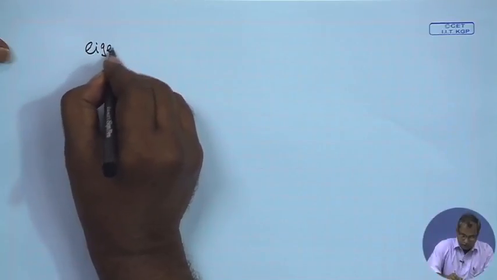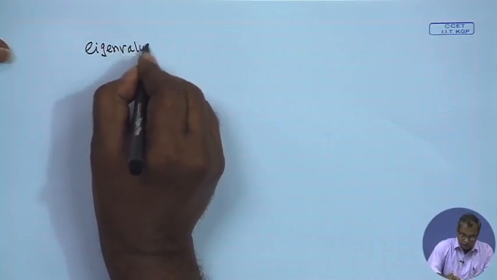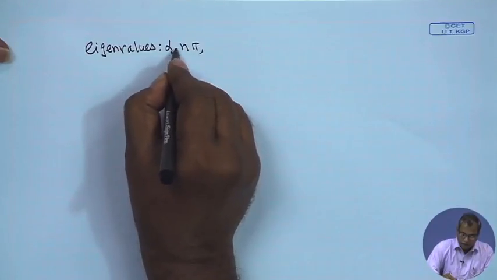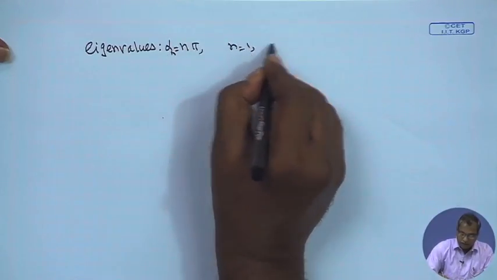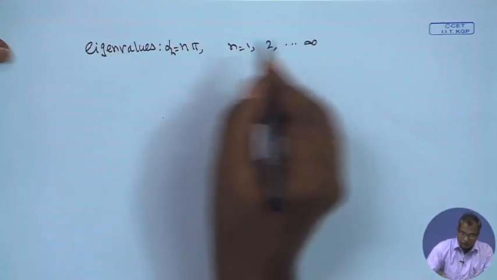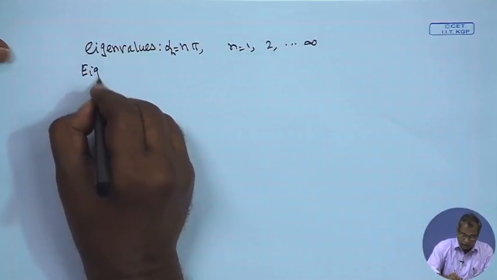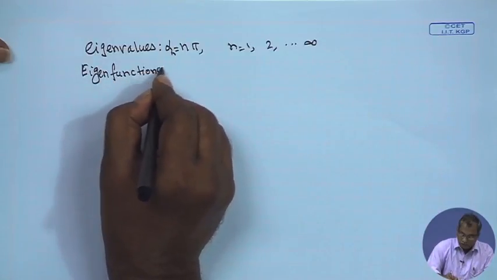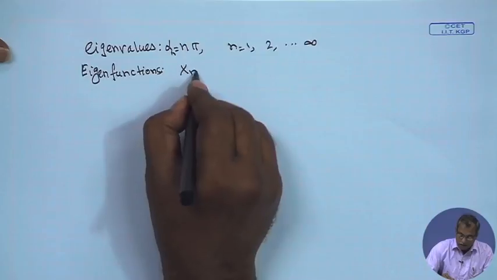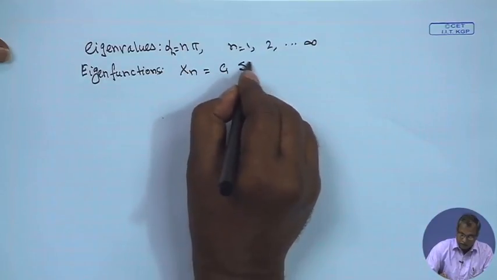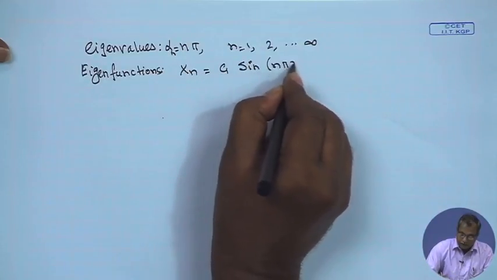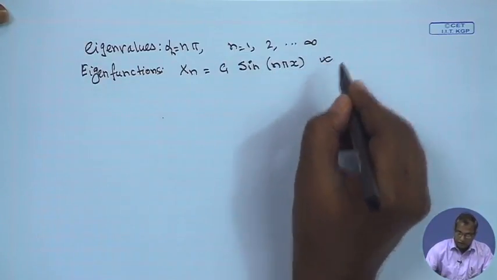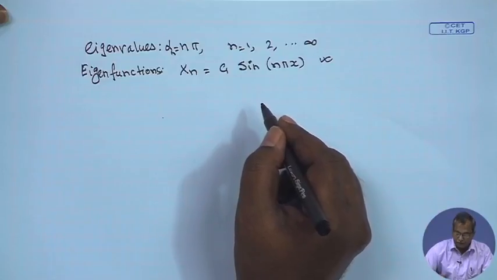So, the eigenvalues are alpha n equal to n pi, where n runs from 1 to infinity, and the eigenfunctions are X n equal to C 1 sin n pi x. Okay. Now, that completes the solution of the x varying, or spatial varying, part.